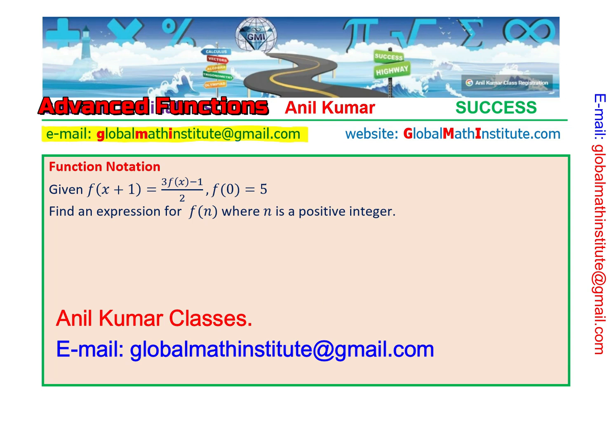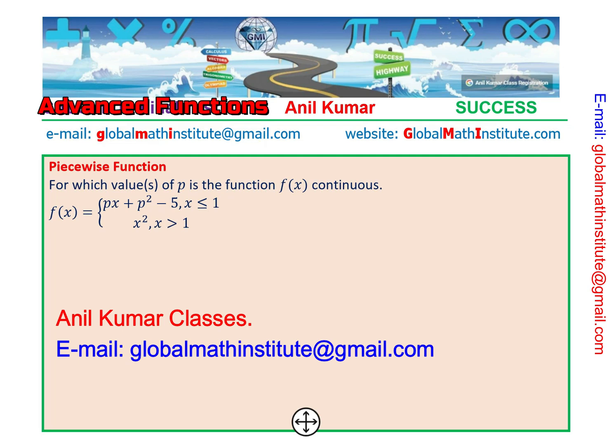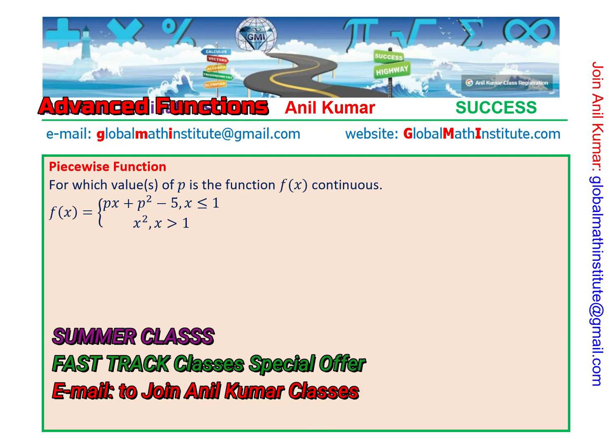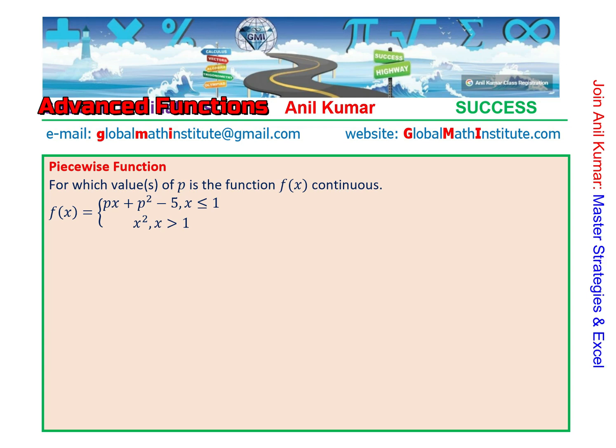Here is the second question for you, which is based on piecewise functions, another very important topic of relations and functions, where we are given a piecewise function f of x, which is px plus p squared minus 5 for x less than or equal to 1 and x squared for x greater than 1. For which values of p is the function f of x continuous? That is what you need to figure out.